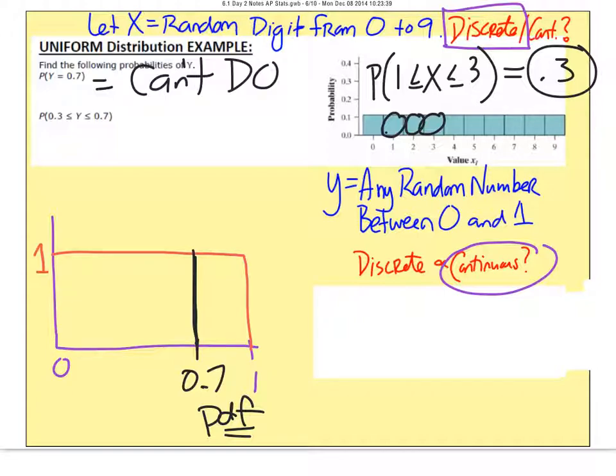0.3 is here, so they want to know the area under the curve between 0.3 and 0.7. Well, if this is a uniform distribution, then we know this entire area is 1. We want the area between 0.3 and 0.7, and that is 4/10 of the entire curve, so the answer here would be 0.4. Now, I will tell you, you rarely do see uniform distributions on the AP exam, but every now and then you will see some type of multiple choice question related to it.